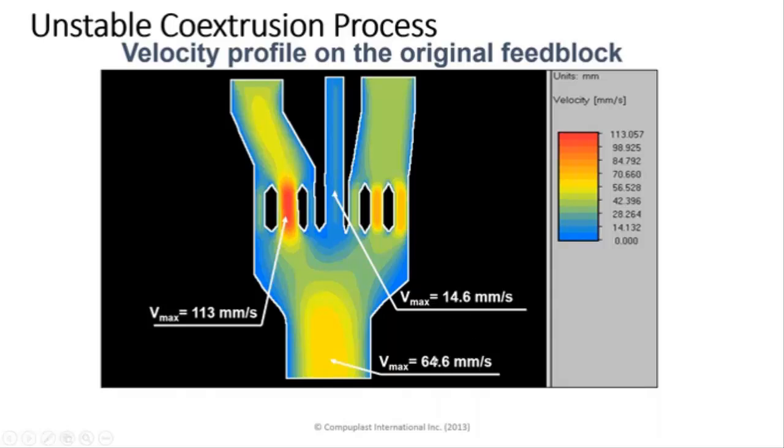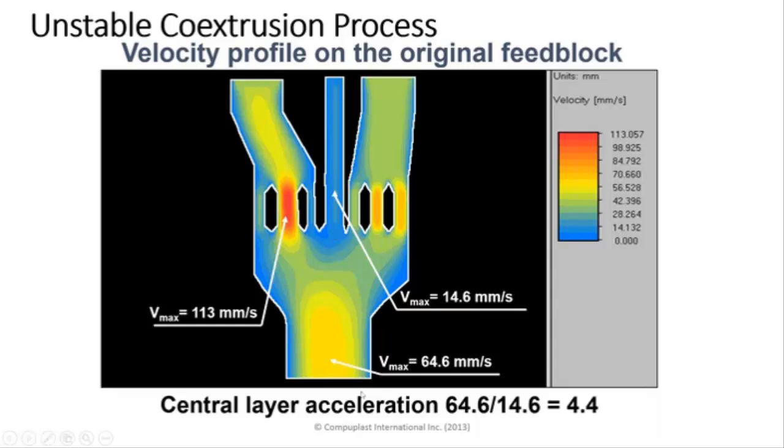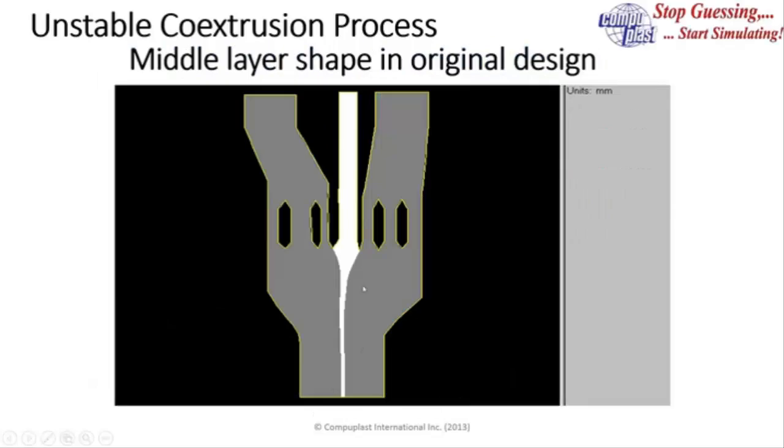So if you look at this, you can see that the middle layer has to accelerate 4.4 times, going from where it comes in here to where it enters the die. Now, if we look at the space it occupies, you can get an idea of the deformation that that middle layer is experiencing.